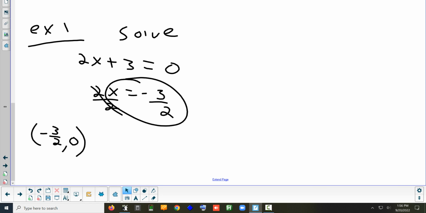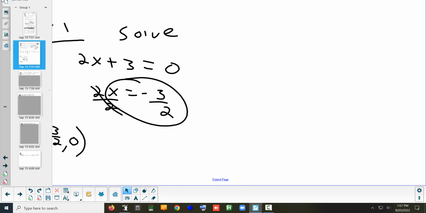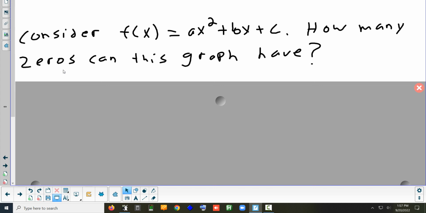Yep. This is called the root of the equation or the zero of the equation. Any questions on that? Okay. Let's look at this one. All right, so let's take the exponent up one number. We're going to look at what happens when the exponent is a 2. We kind of already looked at this yesterday for the most part.